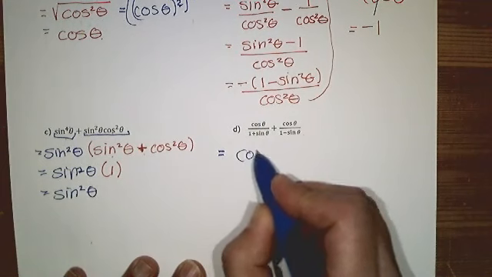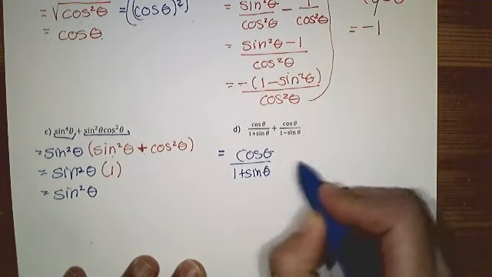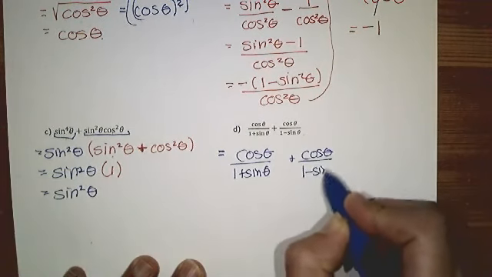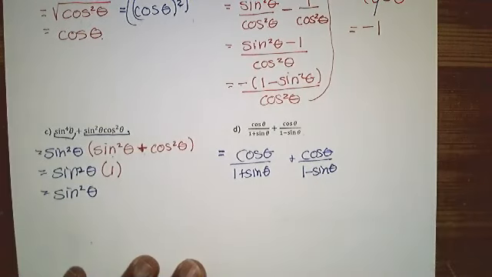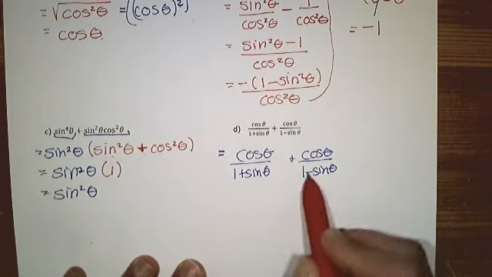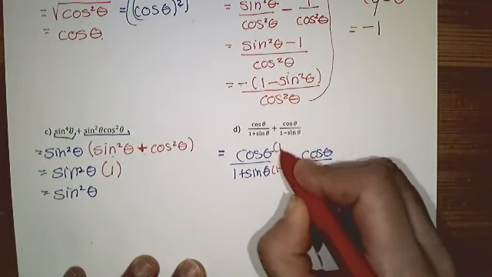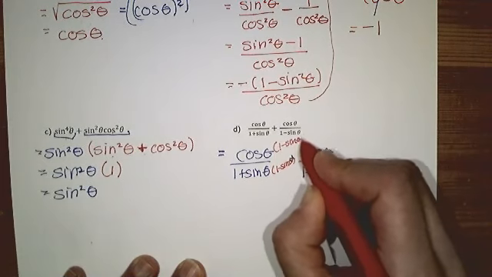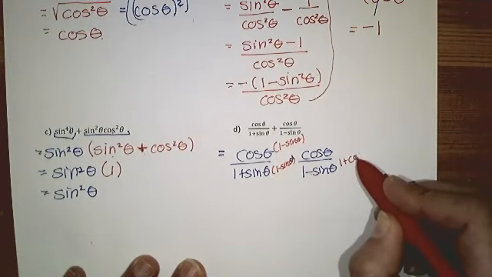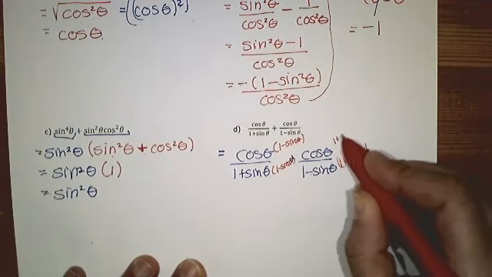So I'm just going to rewrite this so you can see it a little bit better. So I have this, add this, and I need a common denominator. So to find a common denominator here, we would just multiply these two together. So that means I'm multiplying this by a negative sine theta, and I'll multiply this by a negative sine theta. And this one here, I'm multiplying by a 1 add sine theta, and 1 add sine theta.